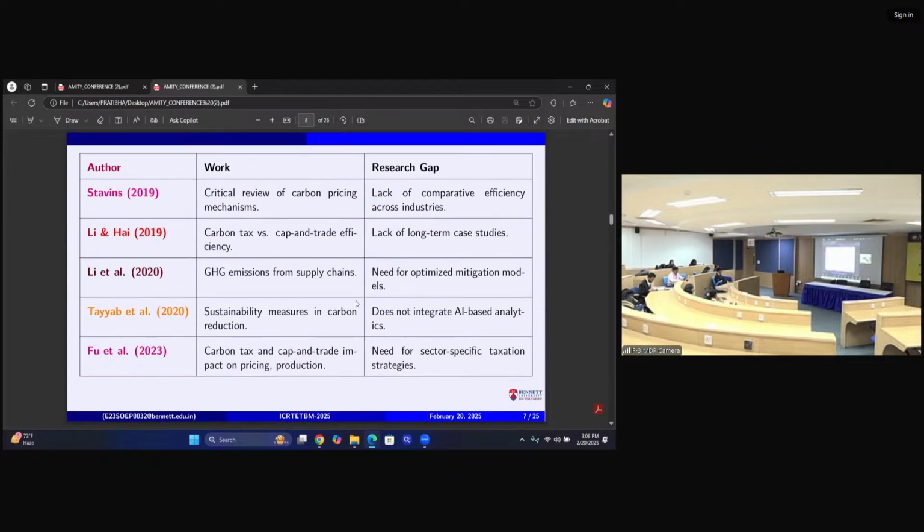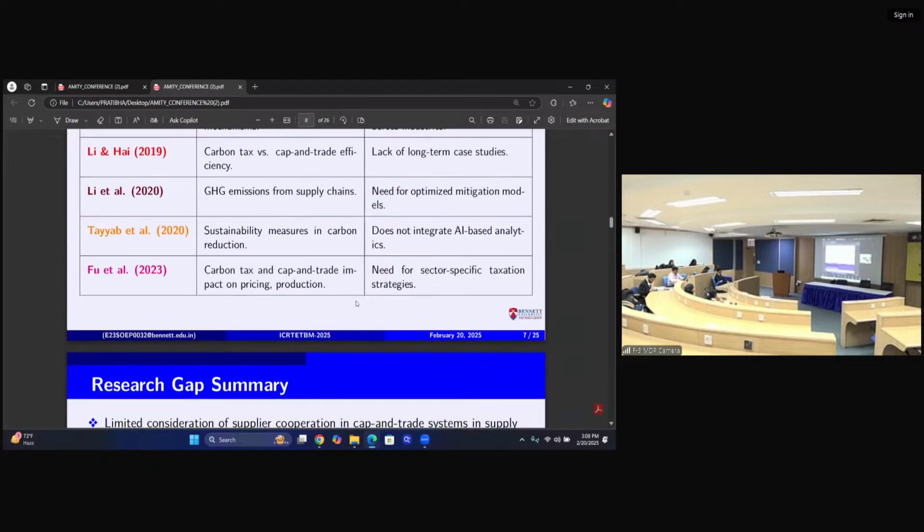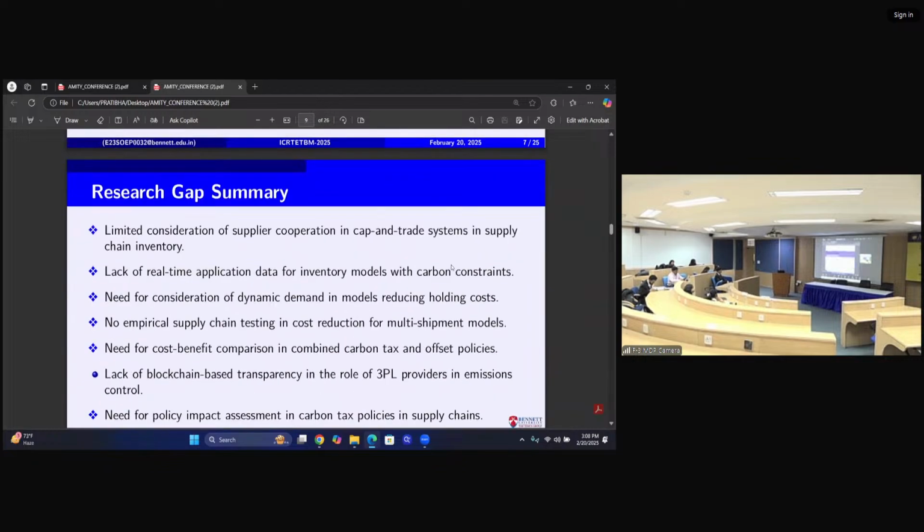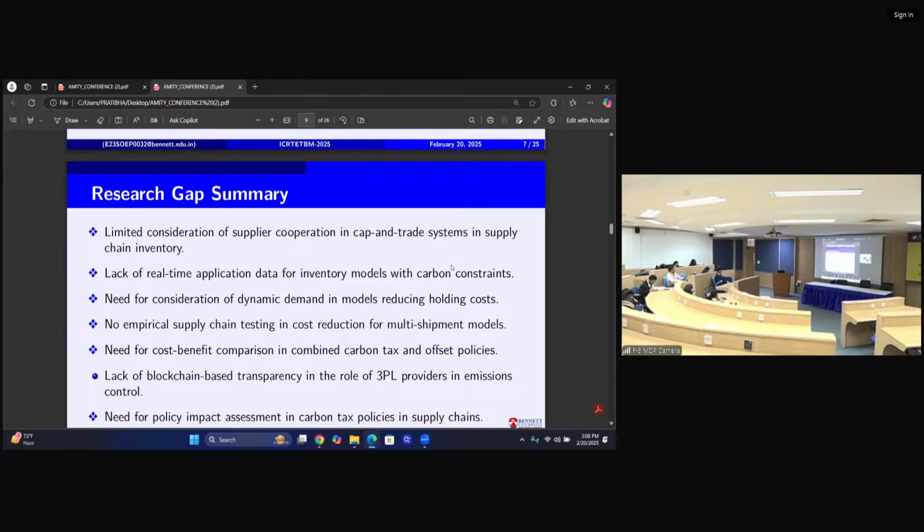Similarly, in this literature review, Wu et al. in 2023 studied carbon tax and carbon trade in imperfect production pricing, with a need for sector efficiency strategies. These are the research gap summary.